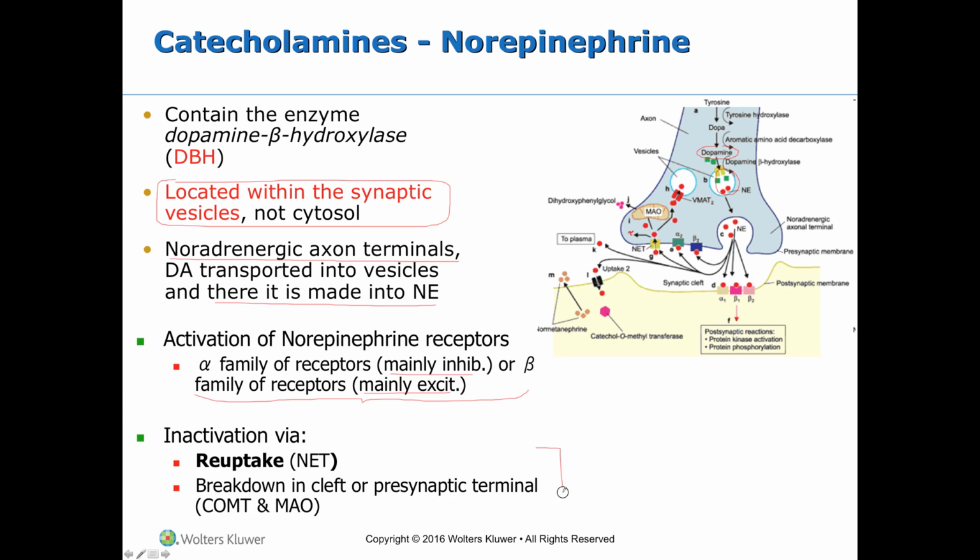Norepinephrine can be inactivated through reuptake, meaning that norepinephrine transporters take up norepinephrine from the synaptic cleft and remove it from the cleft. It can also be broken down in the cleft or presynaptic terminal in the same fashion as dopamine. Catechol-O-methyltransferase can act within the cleft or the terminal, and then monoamine oxidase acts within the terminal.